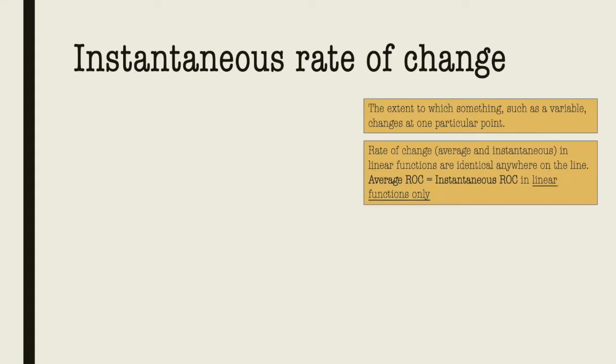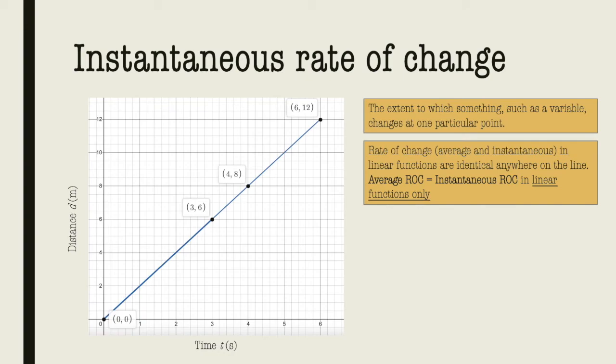I have mentioned it previously, but the average rate of change, and therefore the rate of change in general, anywhere on a linear function, is the same, always. This means that for linear functions, only linear functions however, the average and instantaneous rates of change will be identical, regardless of where exactly they lie on the graph. Hence why, allow us to return to this previous graph of distance in respect to time.